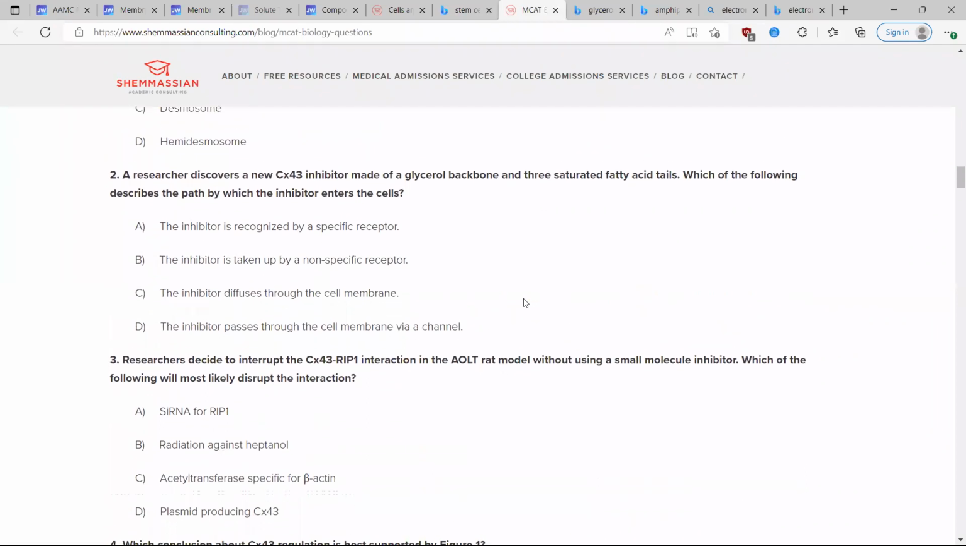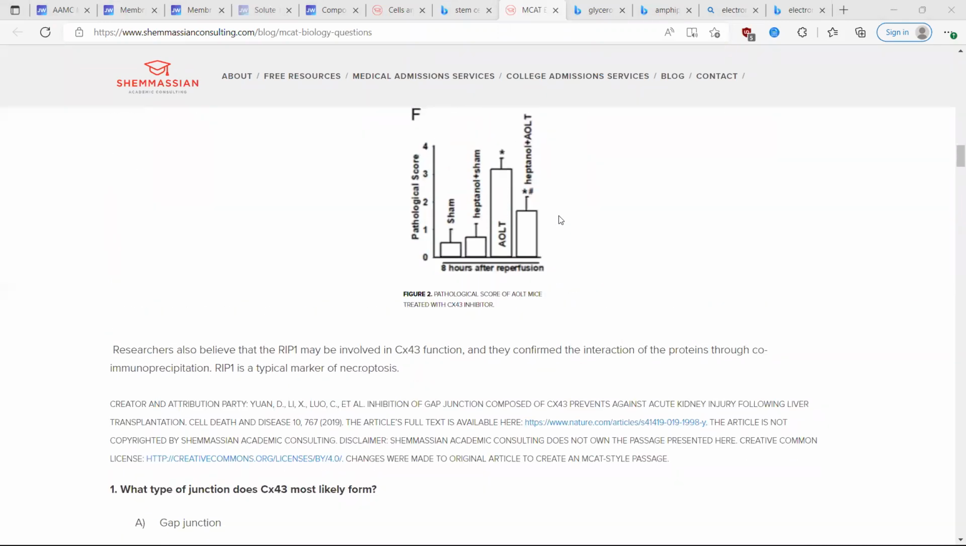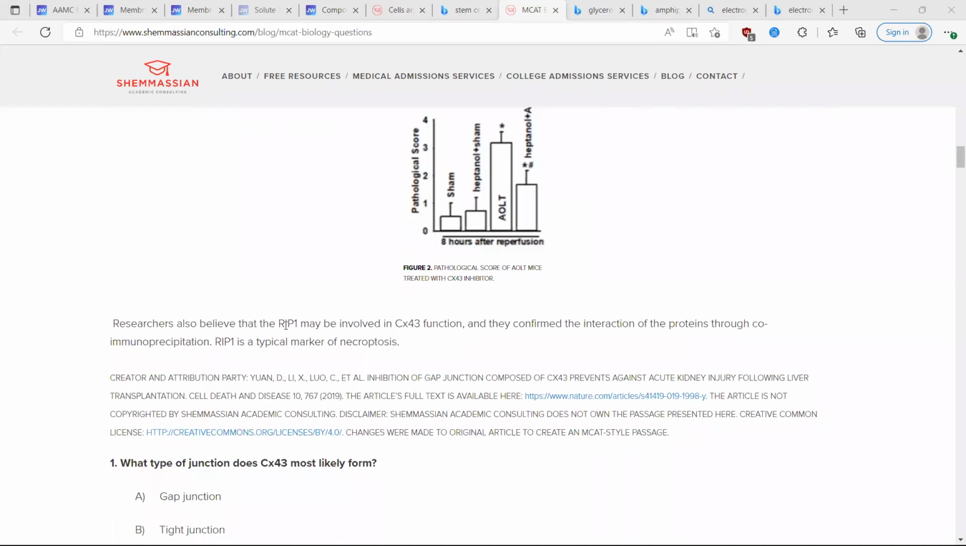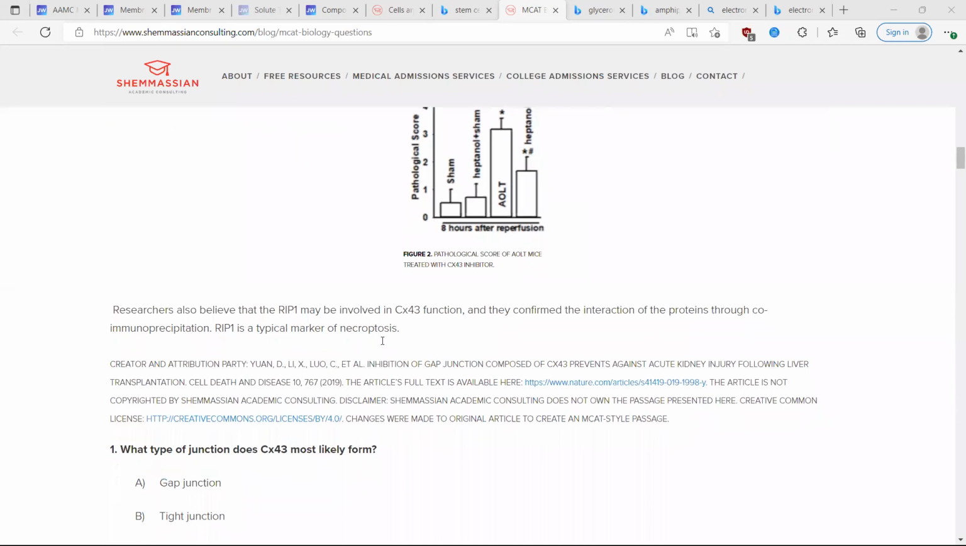So we were on this third question, I believe, and the third question is asking, researchers decide to interrupt the CX43 RIP1 interaction in the AOLT rat model without using a small molecule inhibitor. Which of the following will most likely disrupt the interaction? So what did they say about that? They said researchers also believe that RIP1 may be involved in CX43. They confirmed the interaction of the proteins through co-immunoprecipitation. RIP1 is a typical marker of necroptosis.